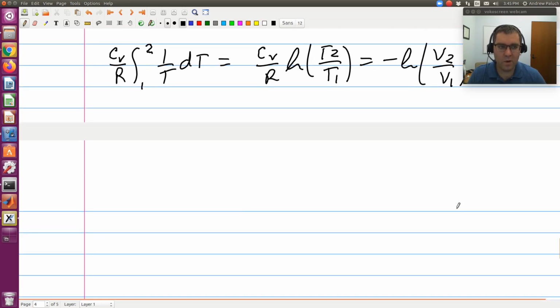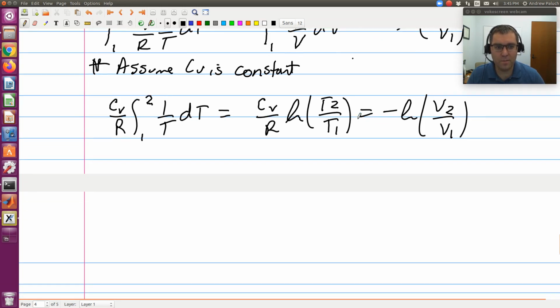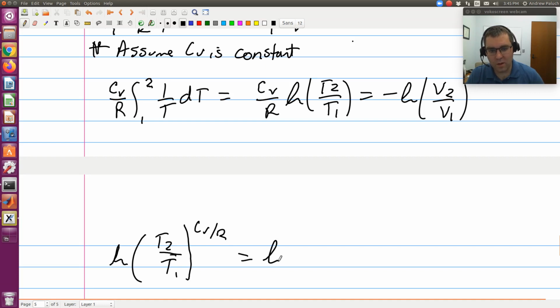All right. So what I'll do next is use the negative sign to flip my terms, and I'm going to take advantage of log rules, bringing this up as a power. So I can rewrite this as log of T2 over T1, raised to the power CV over R, is equal to log of V1 over V2.